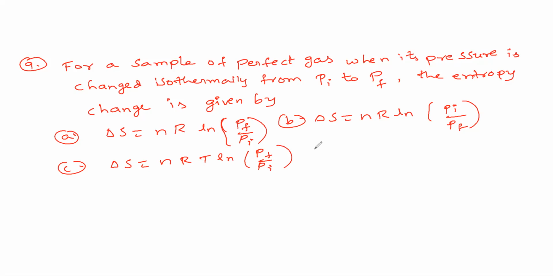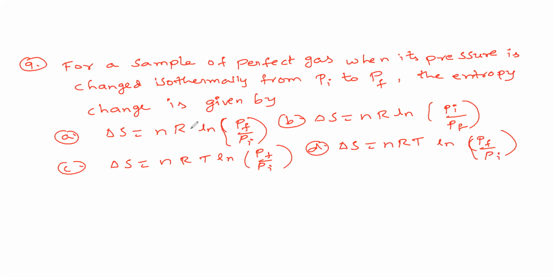And fourth option, delta S is equal to nRT ln P final by P initial. So straight away you can say easily this answer. Delta S is equal to nR, T will not come in delta S because T and T get cancelled.